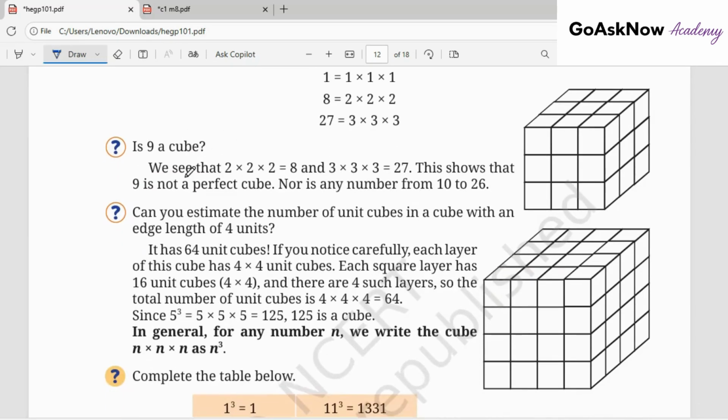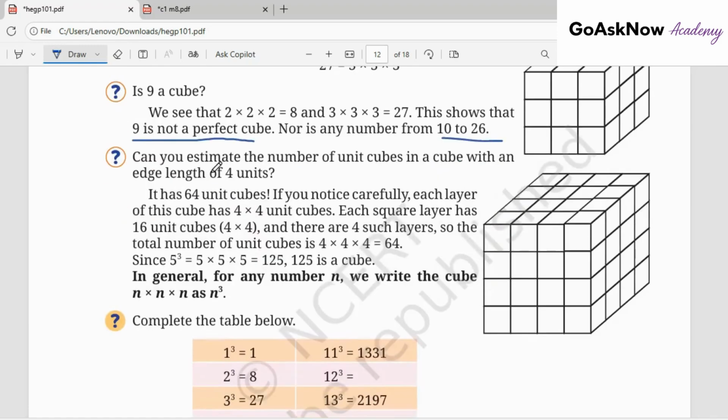If 9 is a cube, we see that 2 into 2 into 2 is equal to 8, 3 into 3 into 3 is equal to 27. This shows that 9 is not a perfect cube, nor is any number from 10 to 26. Can you estimate the number of unit cubes in a cube with an edge length of 4 units?